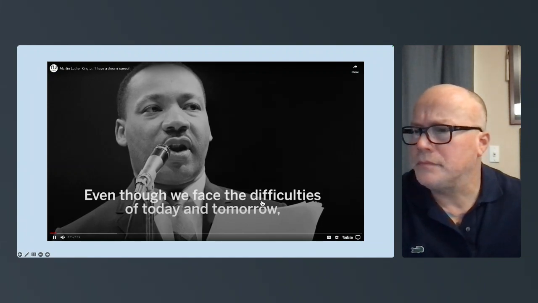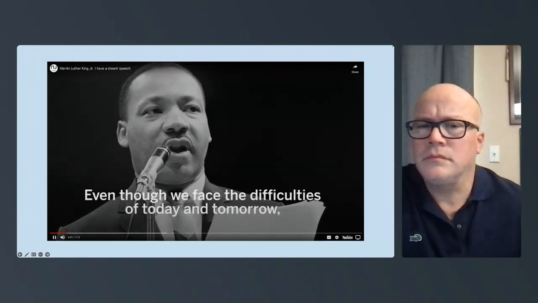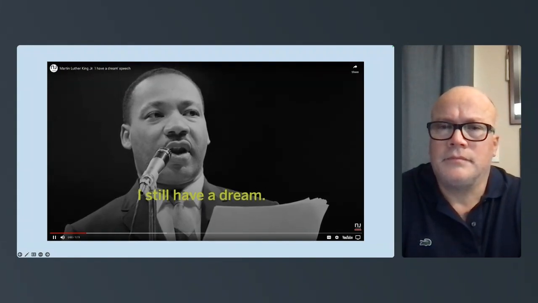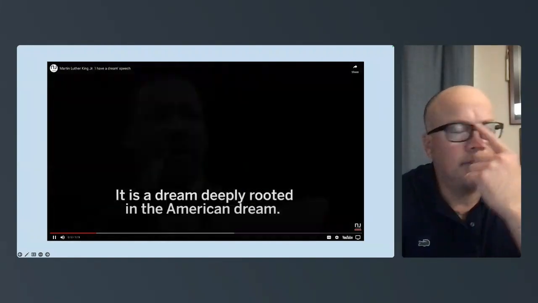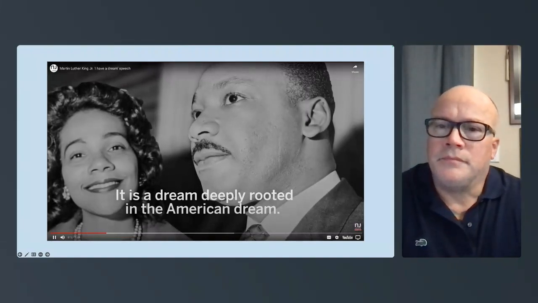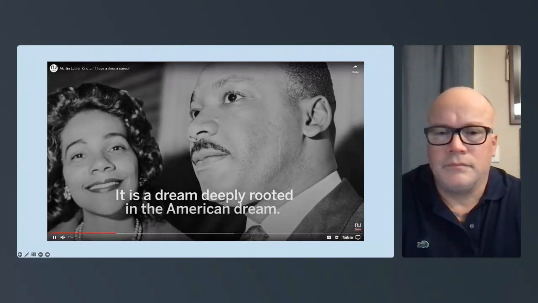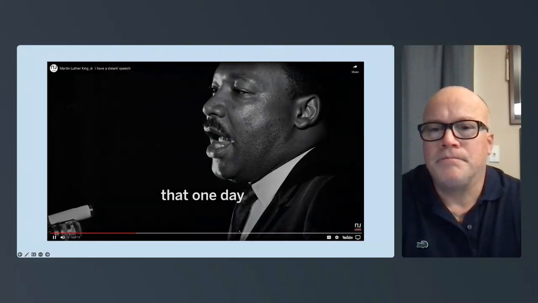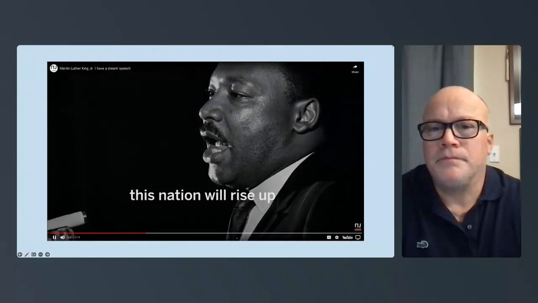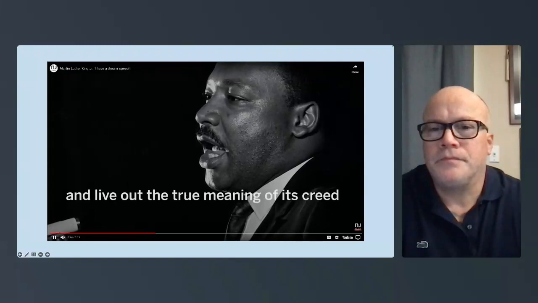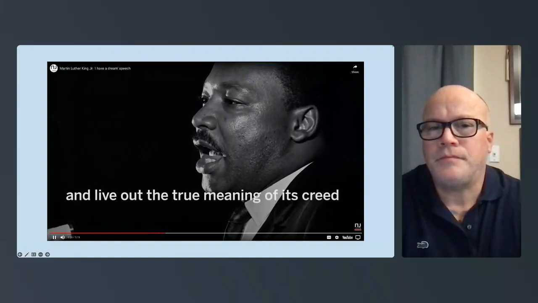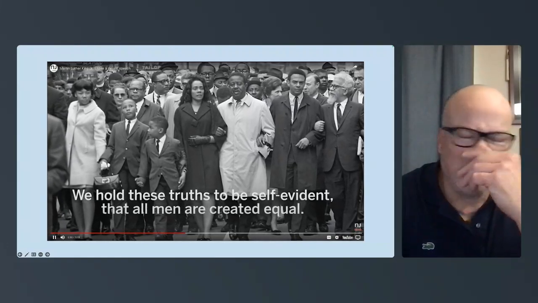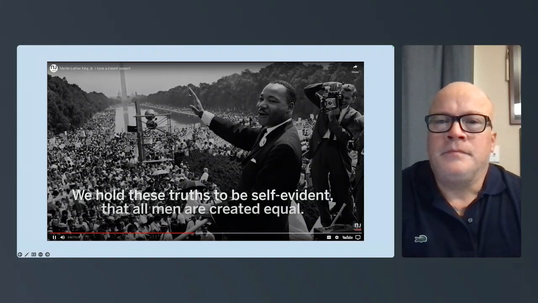Even though we face the difficulties of today and tomorrow, I still have a dream. It is a dream deeply rooted in the American dream. I have a dream that one day this nation will rise up and live out the true meaning of its creed. We hold these truths to be self-evident, that all men are created equal.